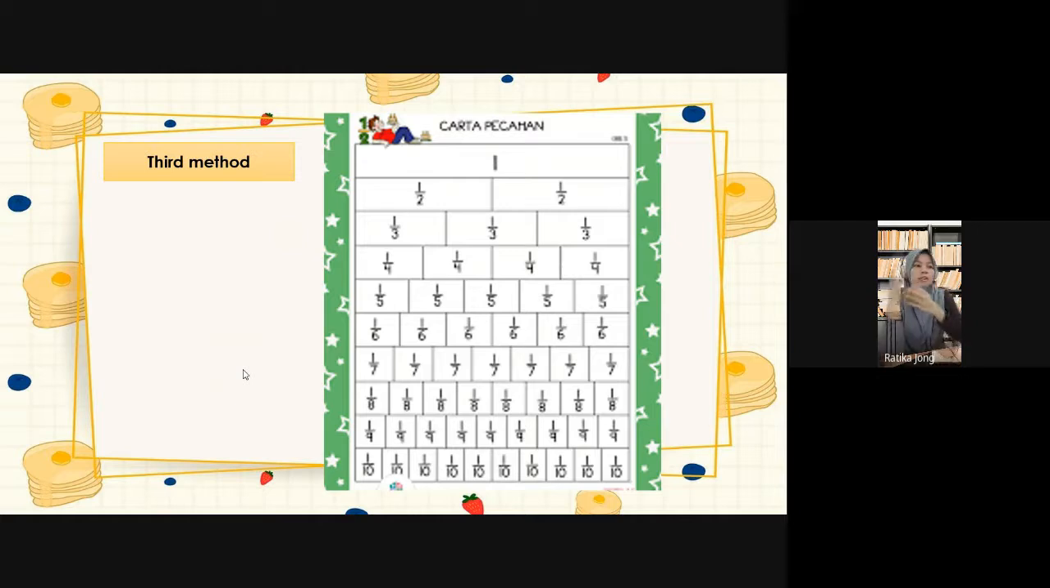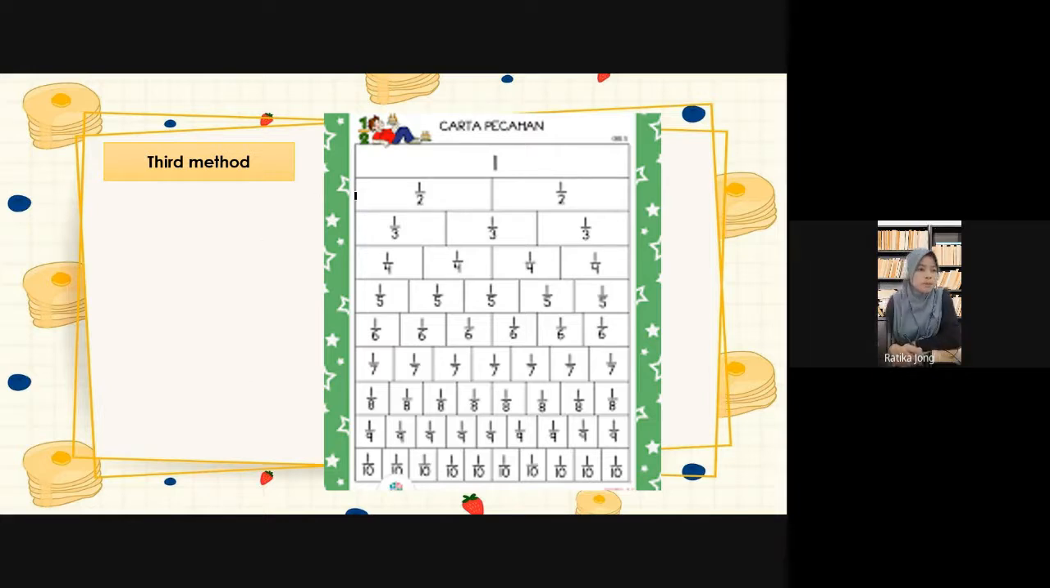Okay, the third method is by using the fraction chart. This fraction chart, you cannot use it to answer, awak tak boleh guna ini untuk jawab soalan. You cannot use this to answer any questions. You can use this fraction chart to check your answer only. Fraction chart ini digunakan untuk menyemak jawapan awak sahaja. Okay, boleh?